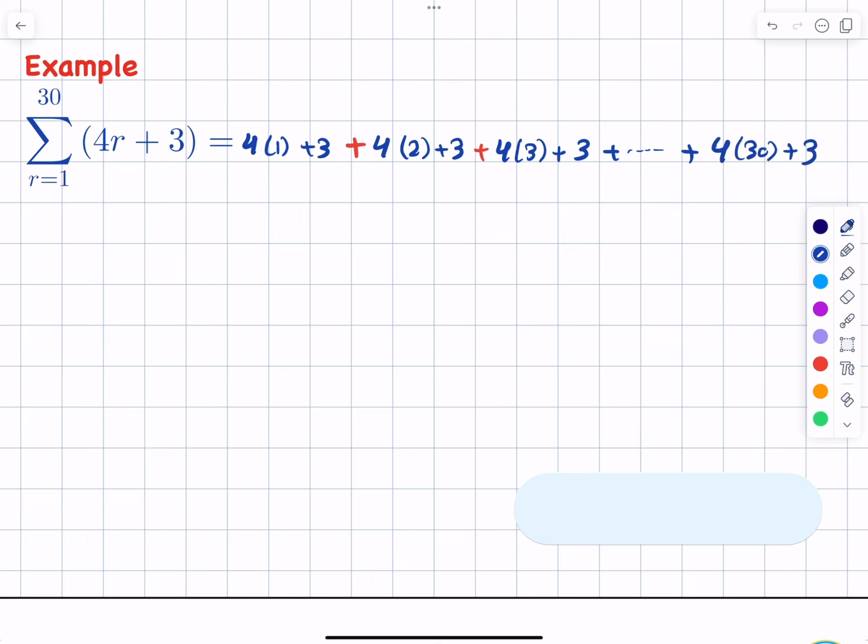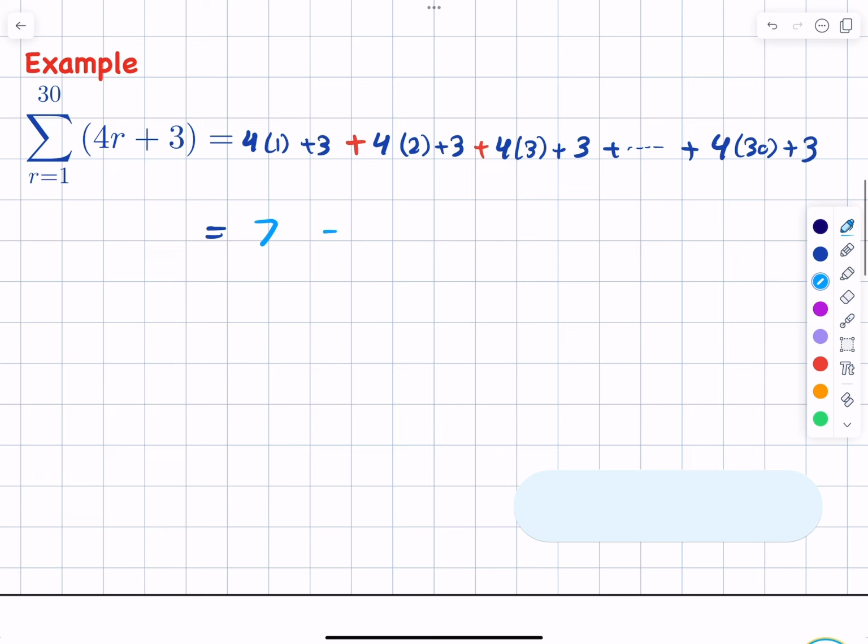Now, let's simplify these numbers. First, here we have 4 plus 3, which is 7. Then 4 times 2 is 8, plus 3 would be 11. And here, this number would be 15, and so on. Now here, 4 multiplied by 30 would be 120. Then if we add 3, we have 123.